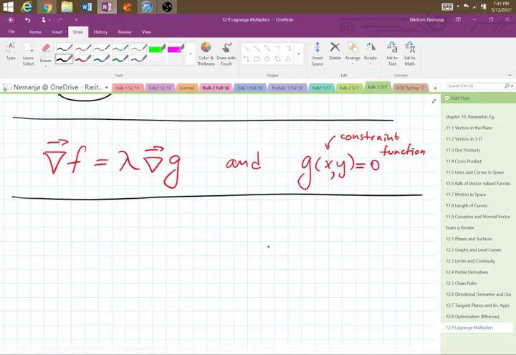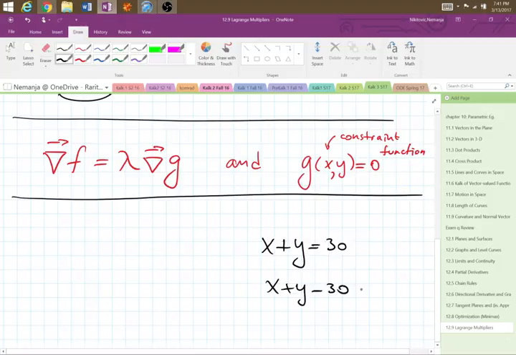The other equation was x plus y equals 30. So x plus y minus 30 equals 0. There you go. And that's exactly what you will be doing all the time in this section, because equations will rarely be given in this form. You will have to move everything to the left, make it equal to 0, and then unleash the gradient upon it.